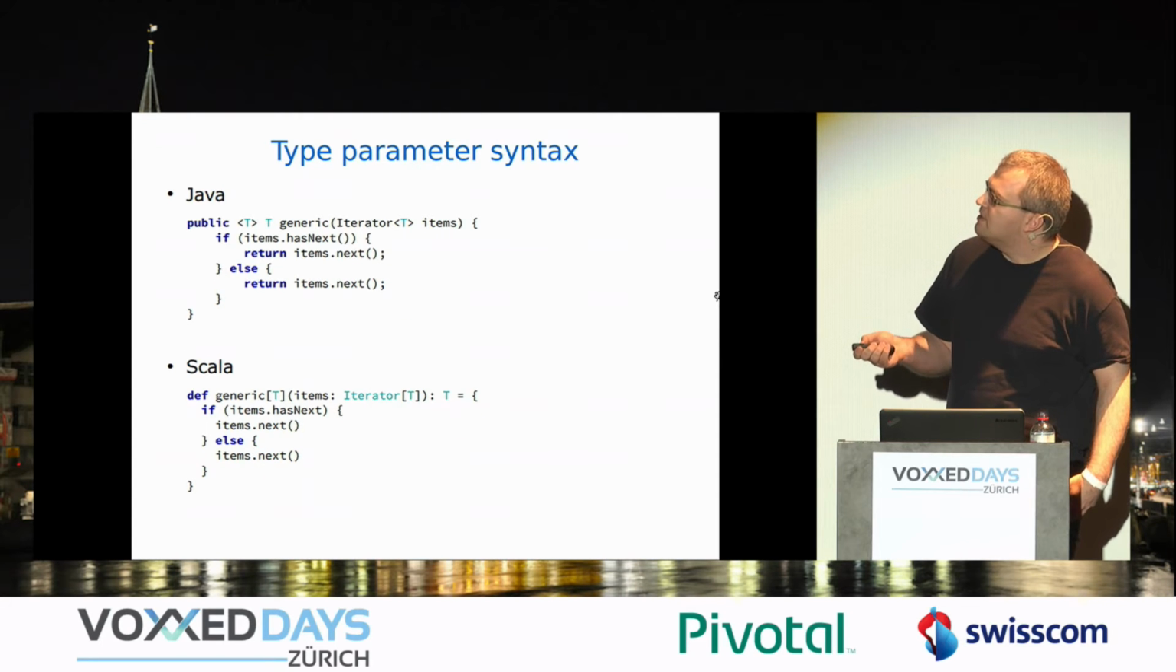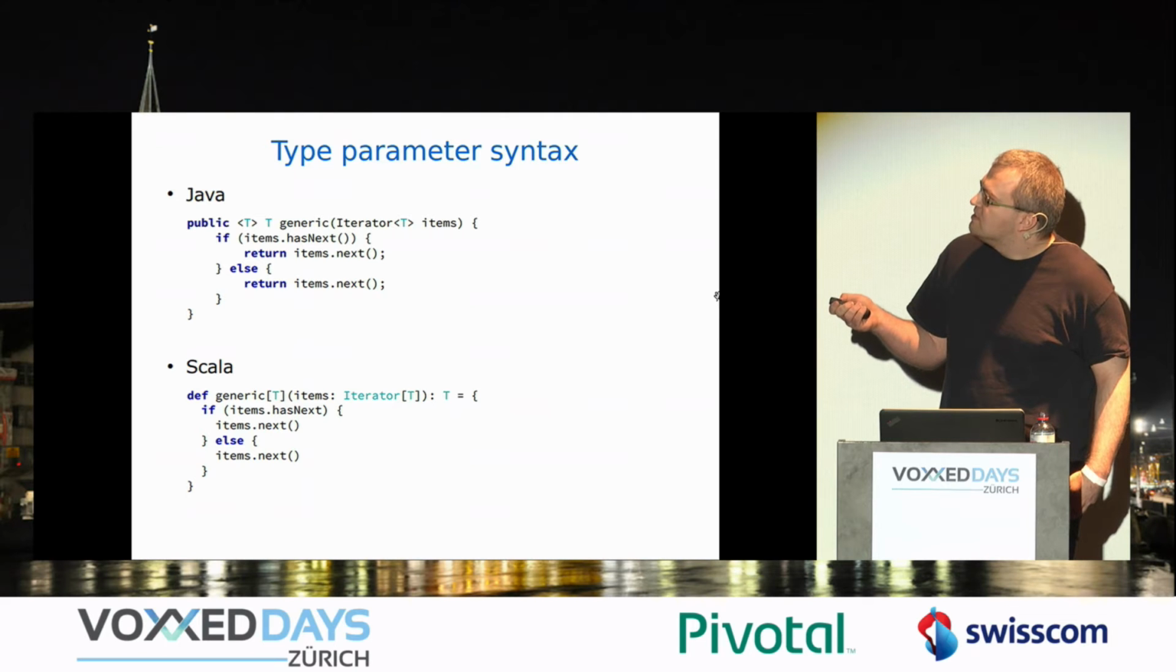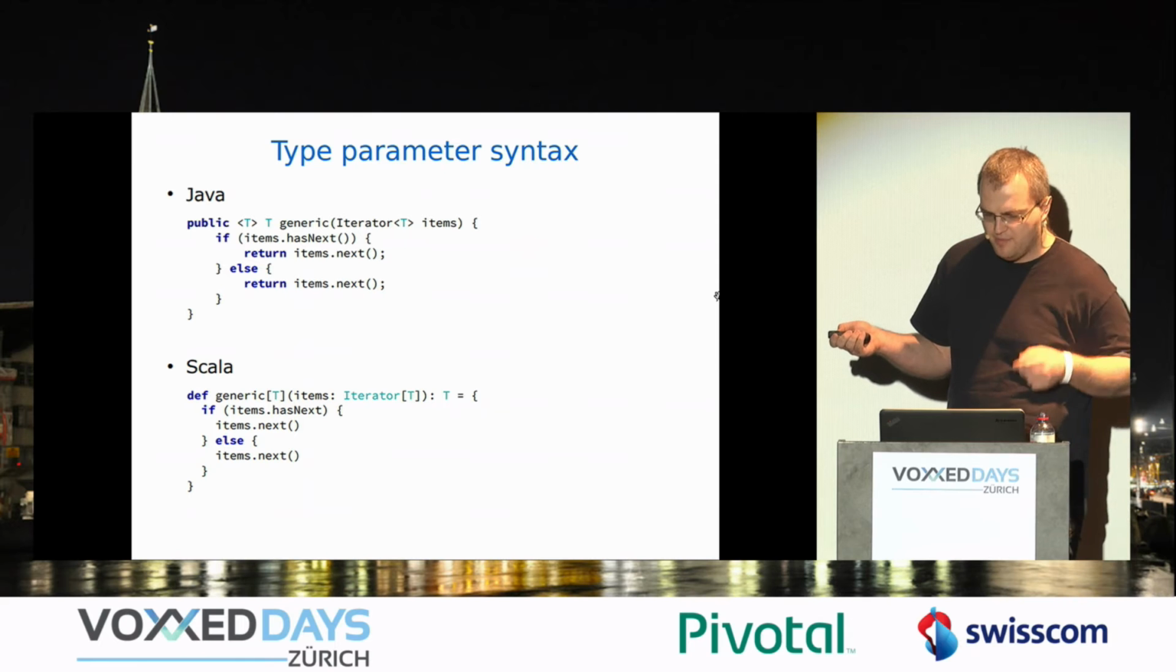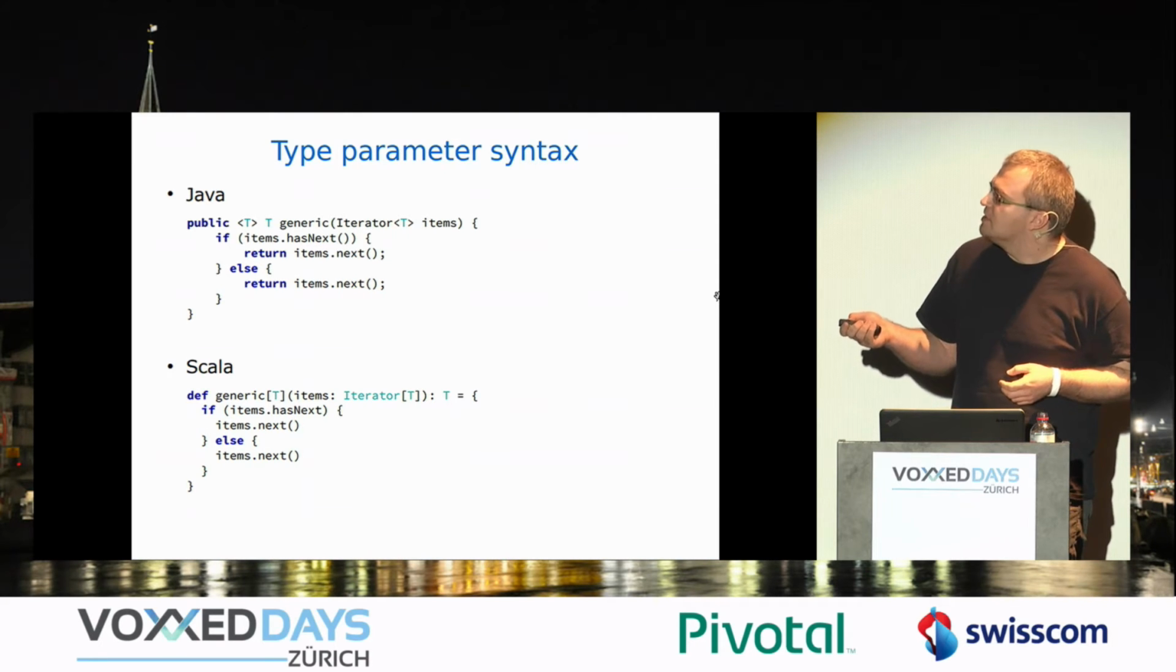Then also a very quick look at the type parameter syntax. Again, a very simple example of the Java method, which has a type parameter. Main difference, instead of the pointy braces, in Scala we use square braces for the type parameter. Otherwise, it works very much the same.